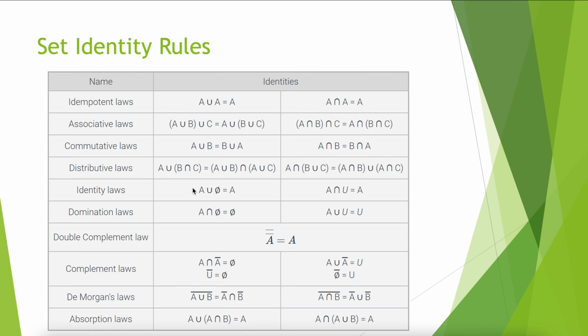Identity laws: if A is unioned with the null set, then you have A. If A has an intersection with the universal set, then you have A, and so on and so forth. Just keep these laws handy, they're going to be useful.